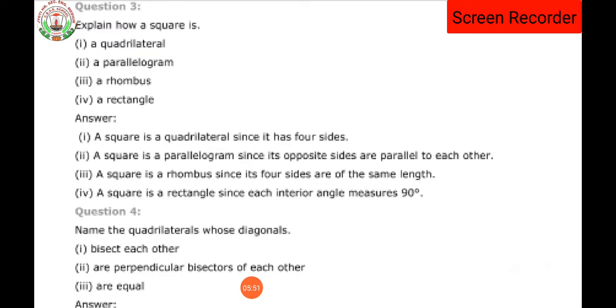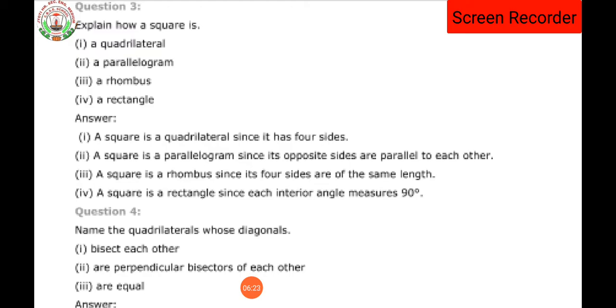Why can we consider a square? As we know, what is a quadrilateral? A quadrilateral is a simple closed figure made up of straight line segments, and under that classification a square, rectangle, trapezium, kite, parallelogram, all those things come under the classifications of quadrilateral. That means a square can be a quadrilateral since it has 4 sides. That's why a 4-sided polygon is known as a quadrilateral.